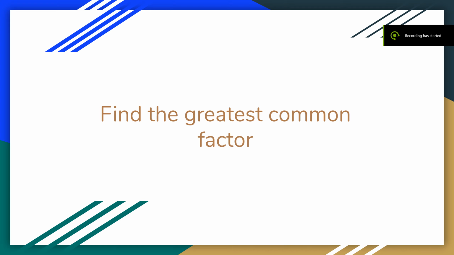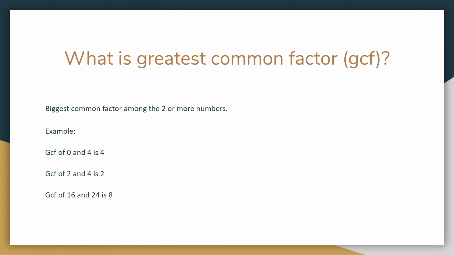In this video, I'll show you how to program the greatest common factor. What is the greatest common factor, which is also called GCF? It is the biggest common factor among two or more numbers. For example, the GCF of 0 and 4 is 4, and the GCF of 2 and 4 is 2. The GCF of 16 and 24 is 8.